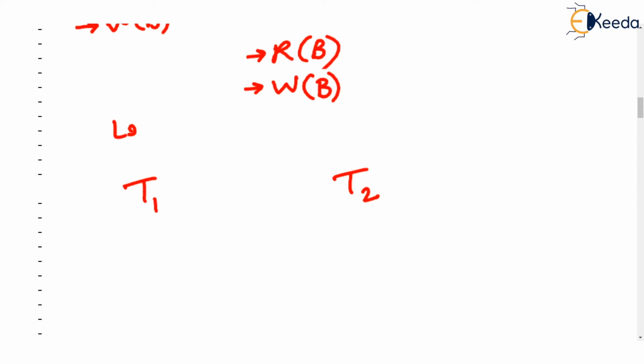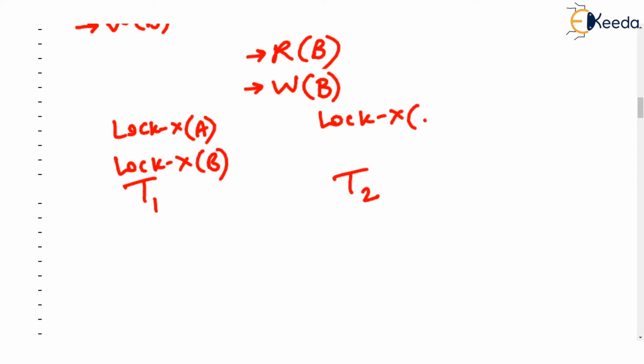T1 will try to lock A, exclusive lock, and also try to lock B, exclusive lock. Same way, T2 will also try to lock A, exclusive, and B, exclusive. Let's say that T1 locks A and it is successful in locking A exclusively. And then T2 also tries to lock A, exclusively.